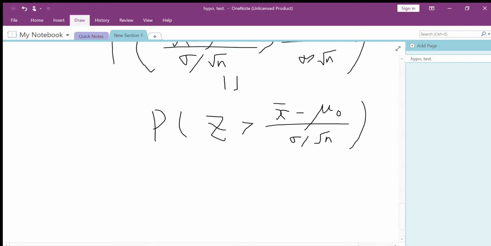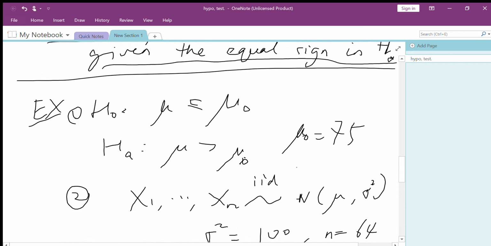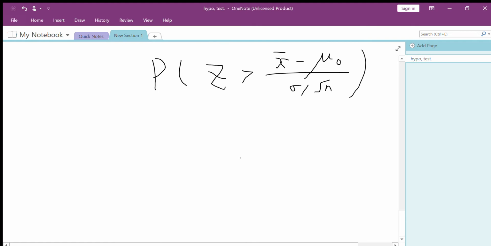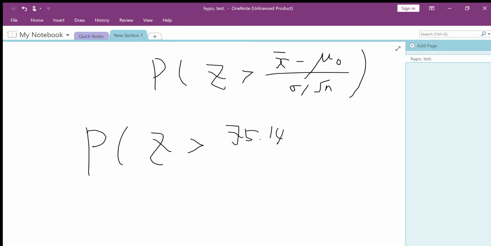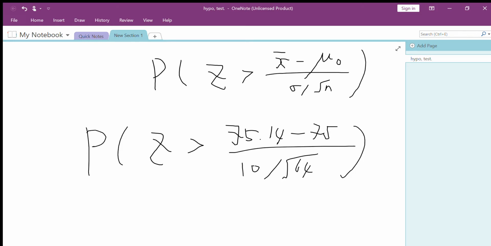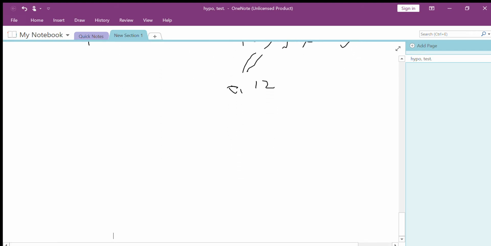So we plug in. We know all the values: x bar, mu 0, small n, and sigma square. We need to plug in. And this value equals 0.12. And you can check this table of standard normal. This probability of capital Z greater than 0.12 is approximately 0.4.